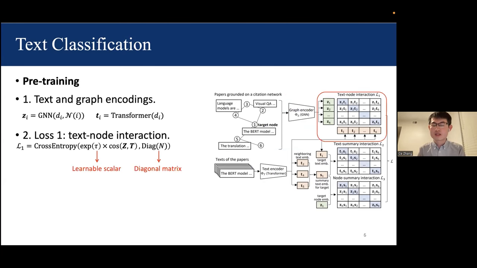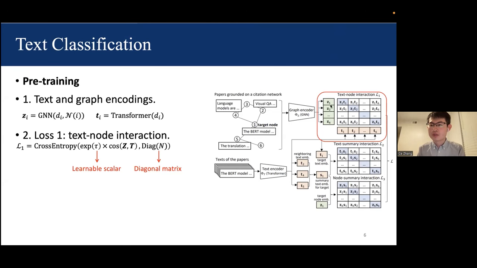The next step is to design pre-training loss functions. The first loss function here is the text node interaction. Because each node here on the graph has two embeddings. One is obtained by graph neural network, the other one is obtained by a transformer. So we want to align them. We want to maximize their similarities. So specifically, this process is done by the red box on the right-hand side here.